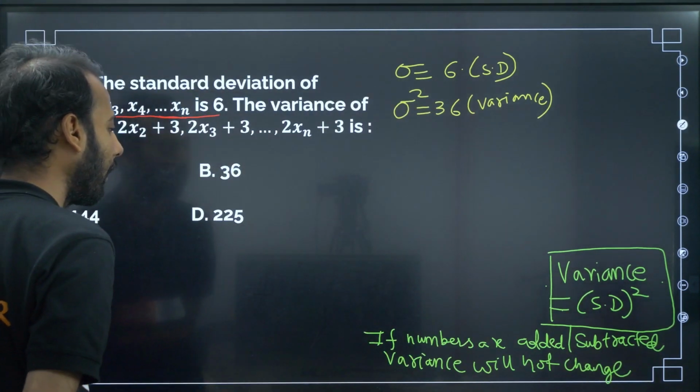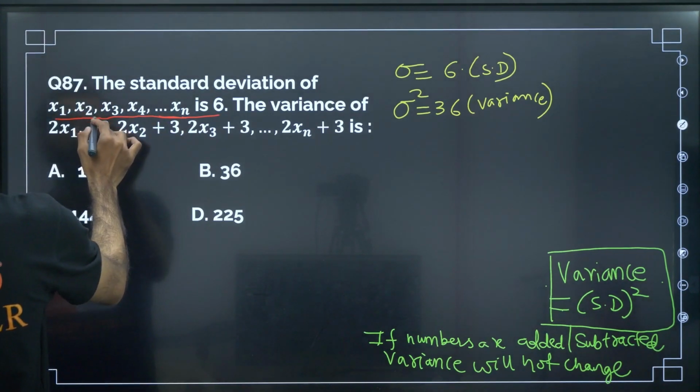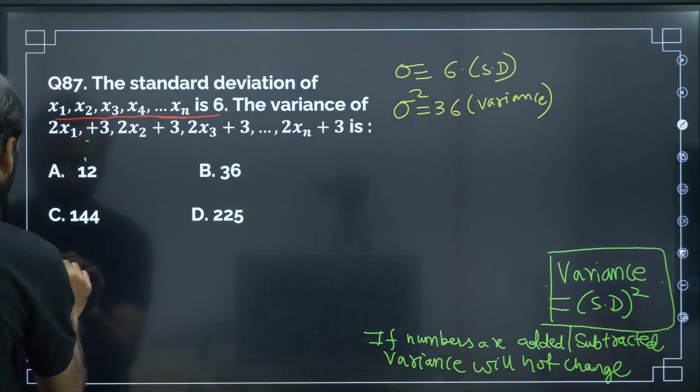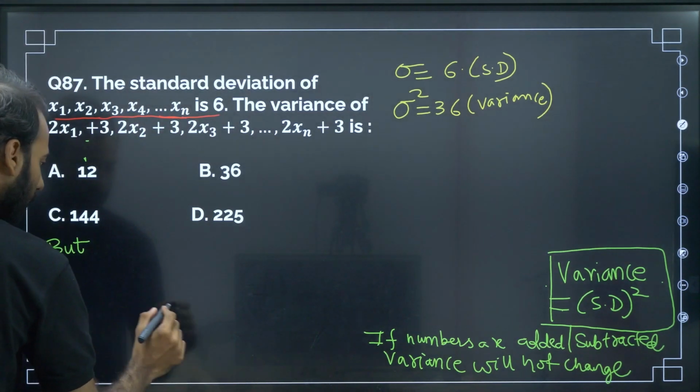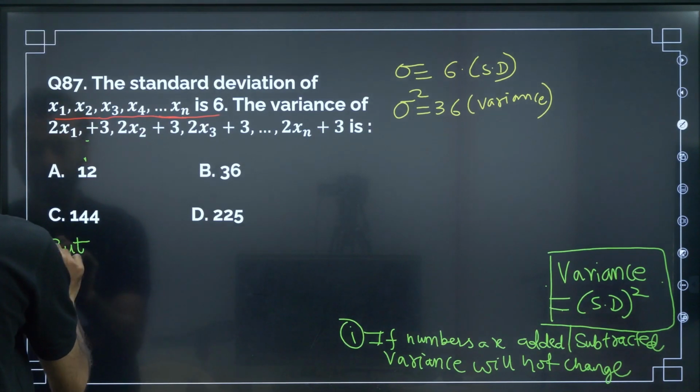If numbers are added or subtracted, now for this only, x1 they have added 3, variance will not add. But one more point also you should note. This is one synopsis point. One more synopsis point you try to recall.